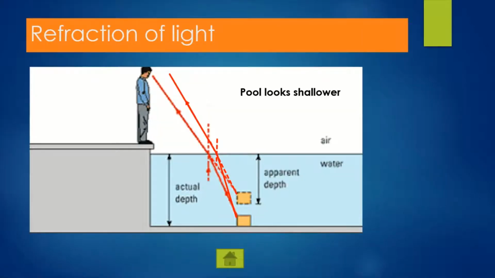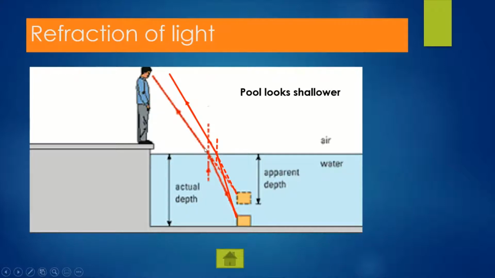Why does this happen? This is because of refraction of light. Now, let's recall refraction of light. We know that when light propagates from a denser medium out to the air, which is less dense, light will be refracted away from the normal. So this is the normal. Light is refracted away from the normal, and the refracted ray goes into the eye of the observer.